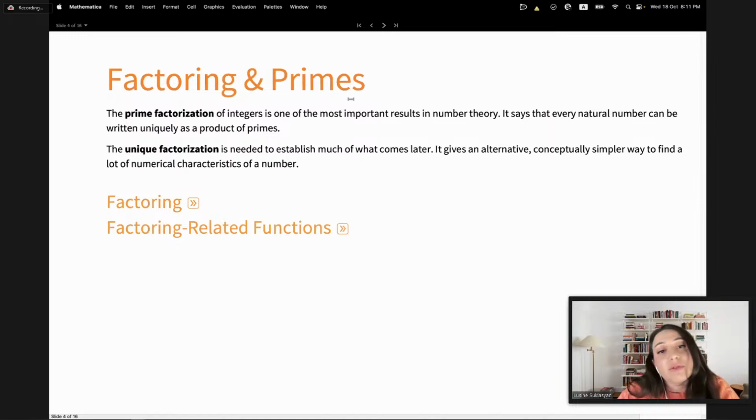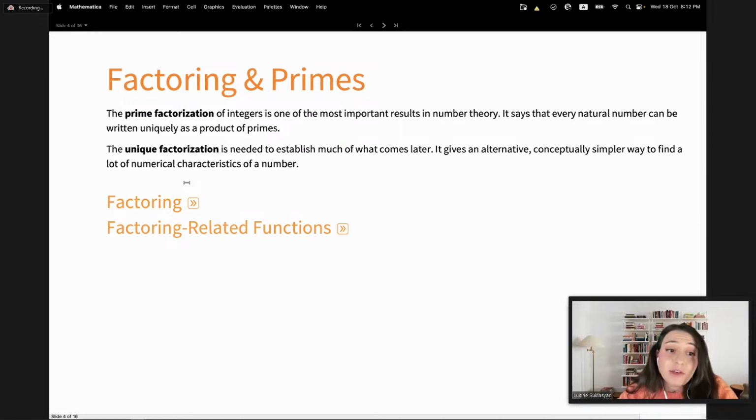So in this group, now let's go to factoring. We talked about primes. Now, what about factoring? The prime factorization of integers is one of the key notions in number theory. It says that every natural number can be written uniquely as a product of primes. And the unique factorization is needed to establish much of what comes later. It gives an alternative, conceptually simpler way to find a lot of numerical characteristics of a number.